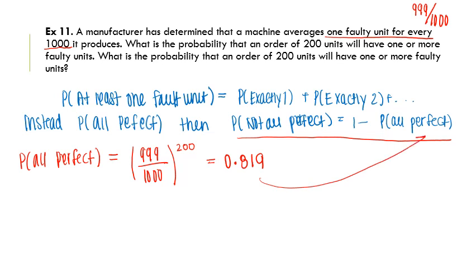So we're going to go ahead and plug that in there. 1 minus 0.819, and we get 0.181. This is the probability of them not all being perfect, so this is what we're looking for.